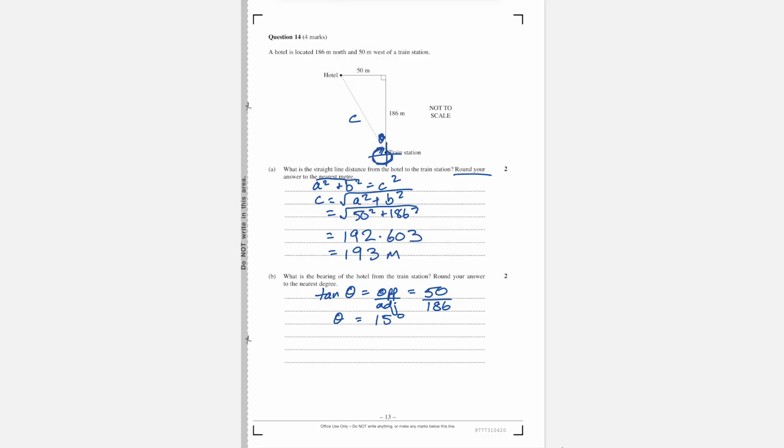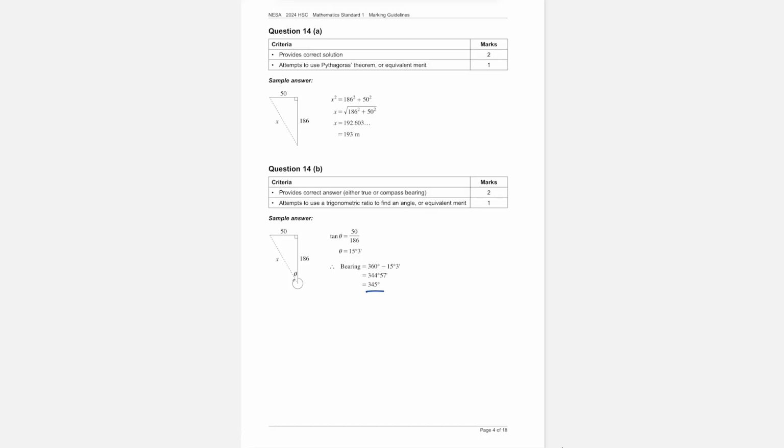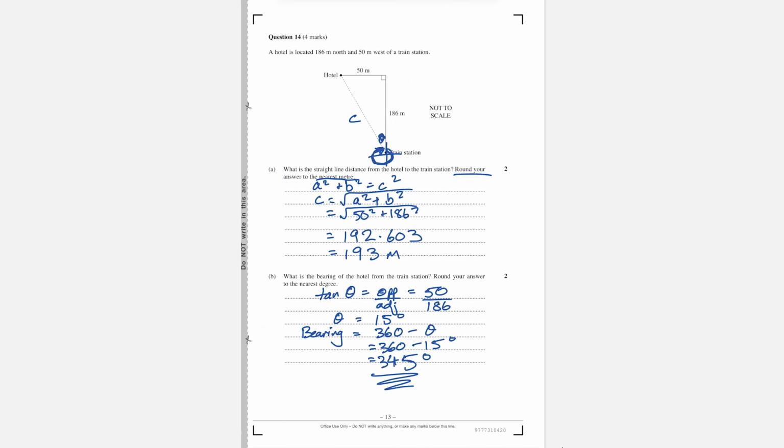All right. So then to find my total bearing, which is this big, huge angle here, what I want to do is say bearing is equal to 360 take away theta, 360 take away 15 degrees, which is 345 degrees. And that's my answer to the nearest degree. I can't do degrees, minutes, and seconds on my calculator, so I'm always going to be just to the nearest degree here. All right, and there's our answer, 345, 193 meters there. Great.